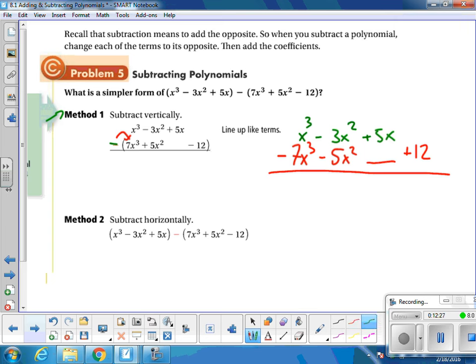And now I'm going to actually look at this as adding. So there's 12 there. That's 5x. And I have negative 8x squared. And I have negative 6x to the third.